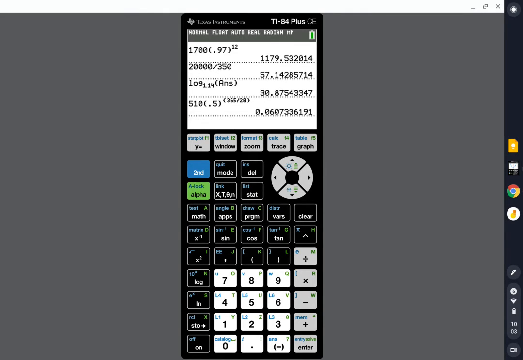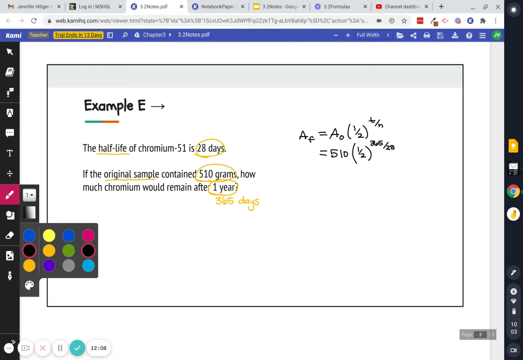We are going to click enter, and we are going to see that we've got about 0.06 of a gram. I'm going to say 0.061 grams. Not much left. 0.061 grams. I think that would be 61 milligrams, if I'm thinking correctly, very possible I'm not. But either way, 0.061 grams.